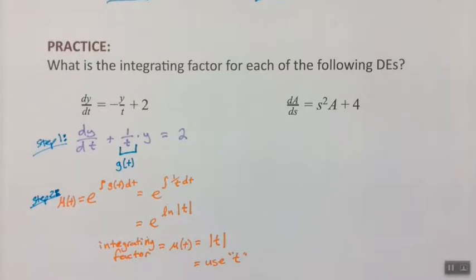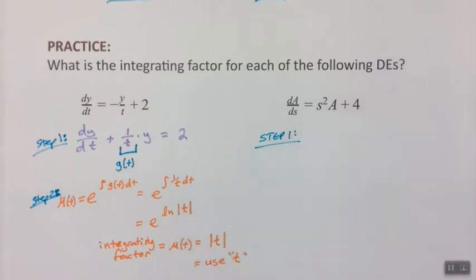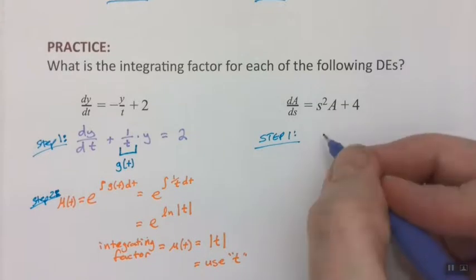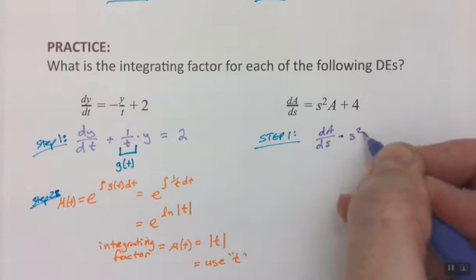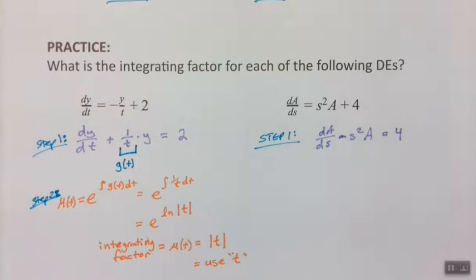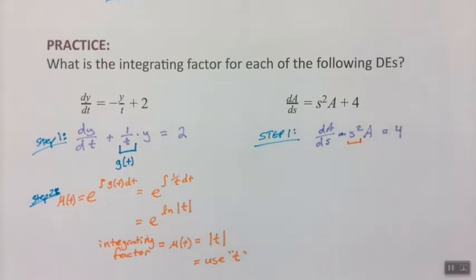So if we do step 1 for this other example over here, we just have to manipulate. But in this case, notice the actual equation is in terms of some different variables. The independent variable here is s, the dependent variable is A, so I'm going to rewrite this as dA over ds minus s squared A equals 4. And so I can manipulate this. I can recognize right out of the gate that my g of t is this guy right here. There's g of t, or in this case, g of s.